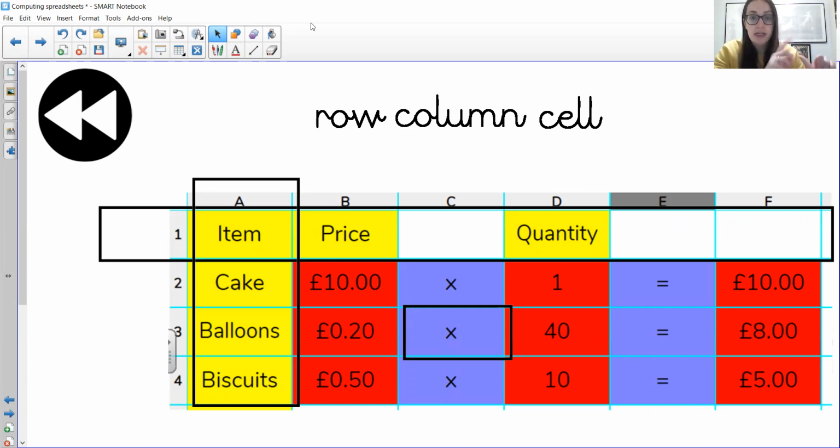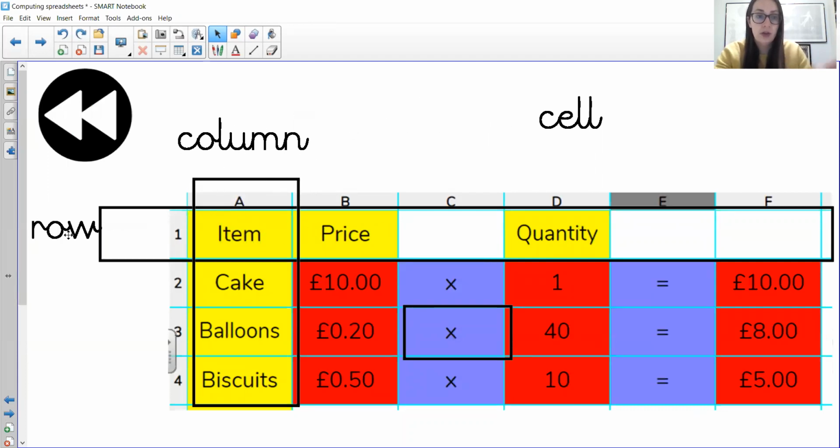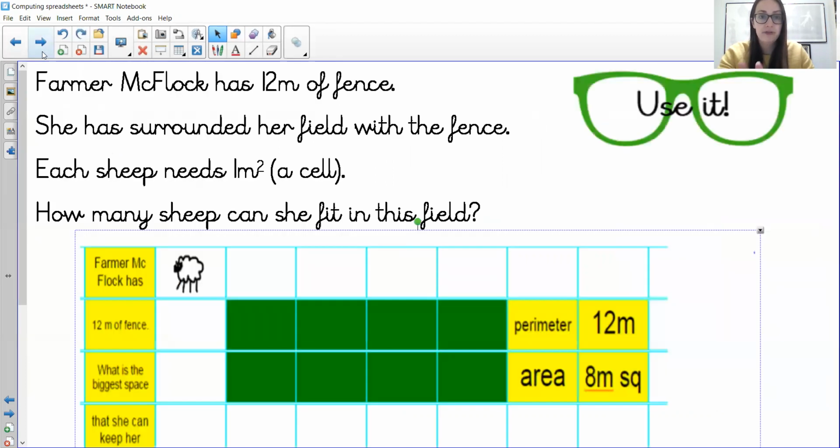Still part of the rewind then. Can you remember what is a row, what is a column, and what is a cell? So hopefully this was nice and easy. The column is this one. The rows are the ones that go across, and the cell is the rectangles. So this is a cell, this is a cell, this is a cell. And remember, we name them by looking at the letter at the top and the number at the side. So this cell is E1. This cell here is C4. Okay? Right, on to today's problem.